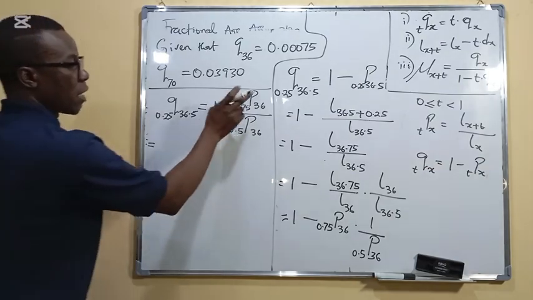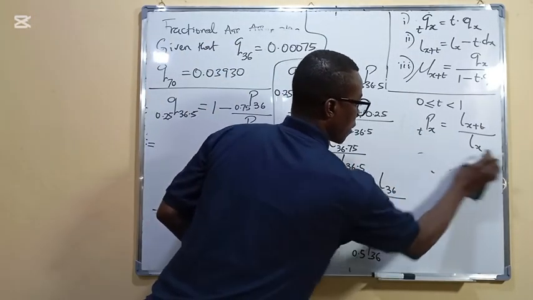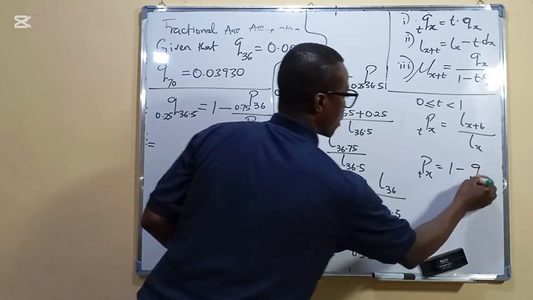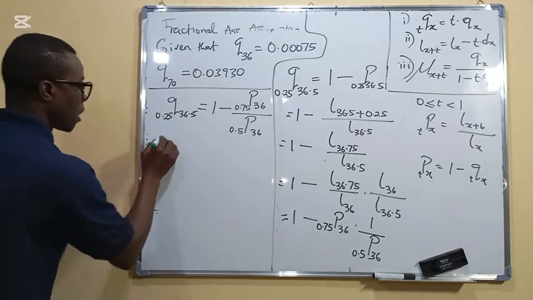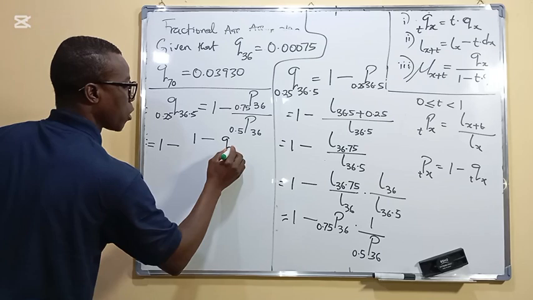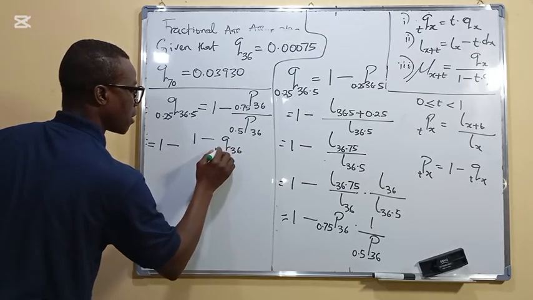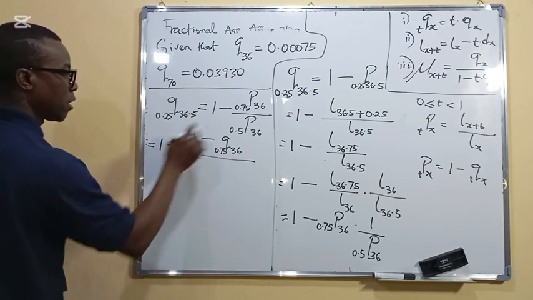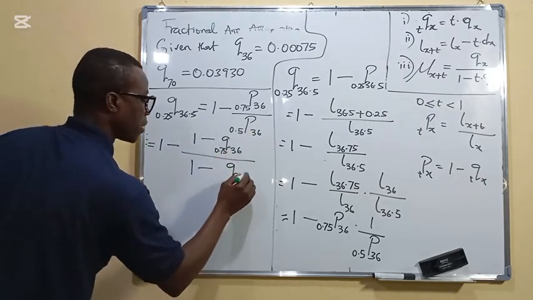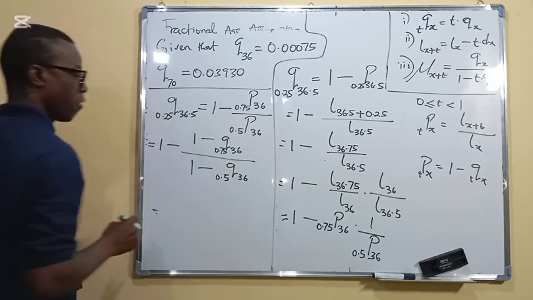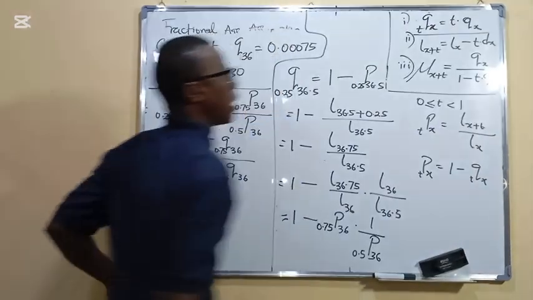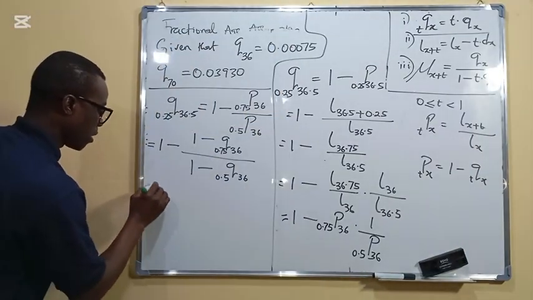Or better still, I could say that Px,T here is the same as 1 minus Qx with the T here. So that's what I'm going to use to say 1 minus what I'm going to have here, Q36 and 0.75. Just writing it a little bit smaller. 1 minus, then this will be Q36, 0.5.